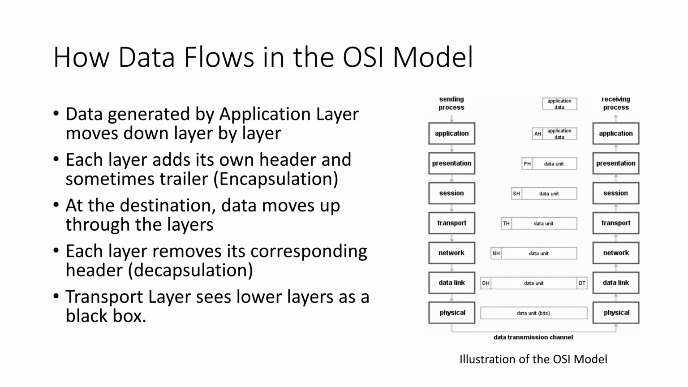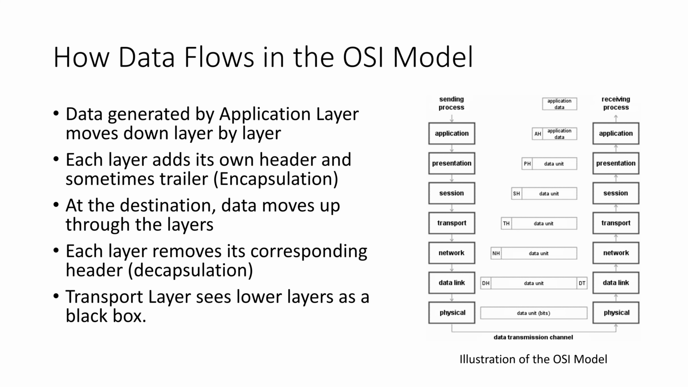So how does data actually move through these layers? When data is sent from an application, it passes down through each layer of the OSI model. At each step, the layer adds its own header, like a label with instructions, and this is called encapsulation. At the receiving end, the data moves back up the OSI layers, removing headers at each step, and this is called decapsulation. An important point in this is that the transport layer doesn't worry about how the lower layers deliver data. It treats them like a black box and simply passes down the data and trusts it will reach the other side.